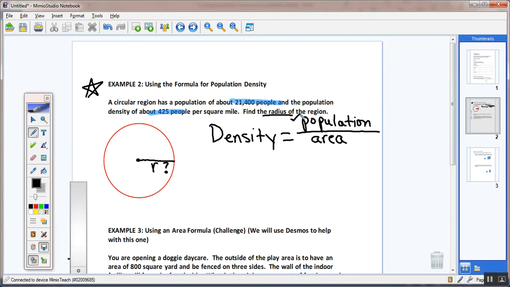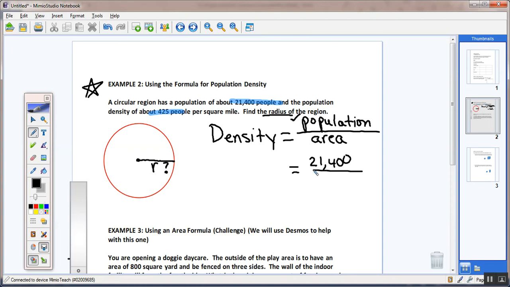Are you wanting us to write this down? Absolutely. Okay, I wasn't sure. Yep, anytime I write down up there, you should be writing this stuff down. Okay, so what can I plug in for population? What value, kids? 21,400. All right, so this is going to equal 21,400 for my population. I'm going to plug it in up there.